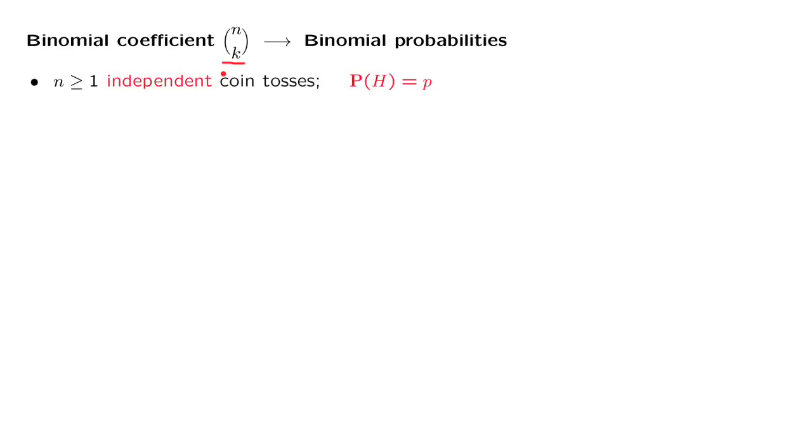We consider a coin which we toss n times in a row independently. For each one of the tosses of this coin, we assume that there is a certain probability p that the result is heads, which of course implies that the probability of obtaining tails in any particular toss is going to be 1 minus p. The question we want to address is the following. We want to calculate the probability that in those n independent coin tosses we are going to observe exactly k heads.